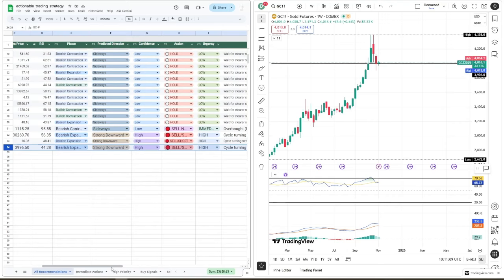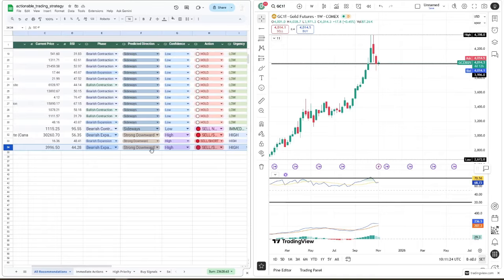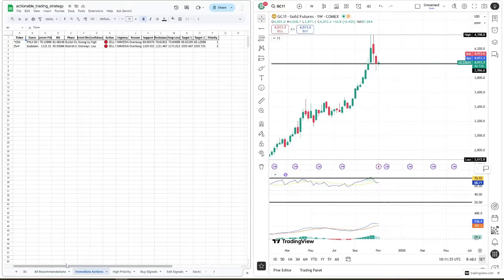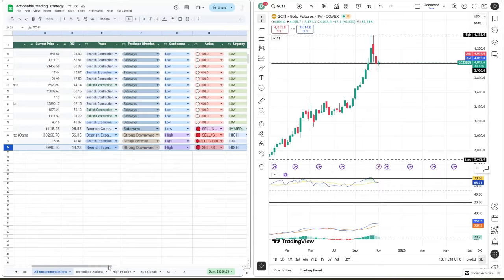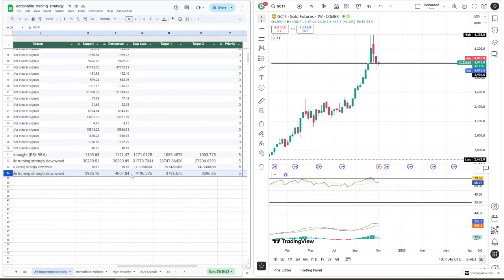but you probably can place yourself short. You want to sell, you can short gold futures, which is a bit more expensive than shorting gold cash, because it identifies that the cyclicality in the market is a bearish expansion. So this downtrend is going to expand probably. And we have the cycle turning slowly, strongly downward. Okay, so we have a resistance point here, which is $4,007.